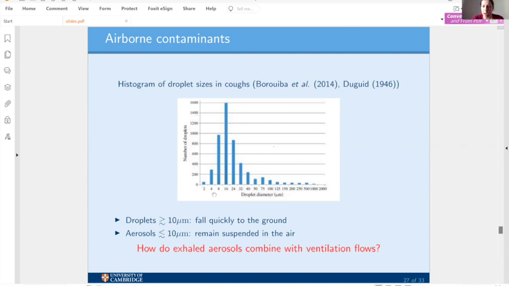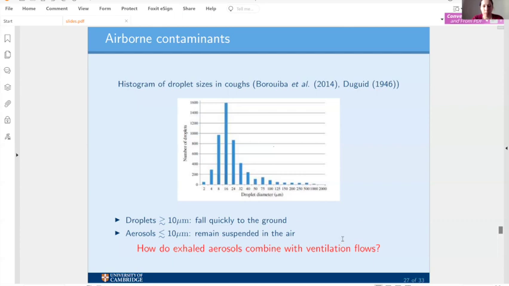However, the smaller droplets are much more problematic. These are the so-called aerosols, and these aerosols can remain suspended in the ambient air for a very long time and be transported and redistributed by the ventilation flows. This means that they will contribute to disease spread between different rooms and even between several floors. This has been a very active research area over the past couple of years, namely trying to understand how these exhaled aerosol droplets combine with the ventilation flows, and what we can do to improve the ventilation of our buildings and remove the contaminants out of the occupied space.